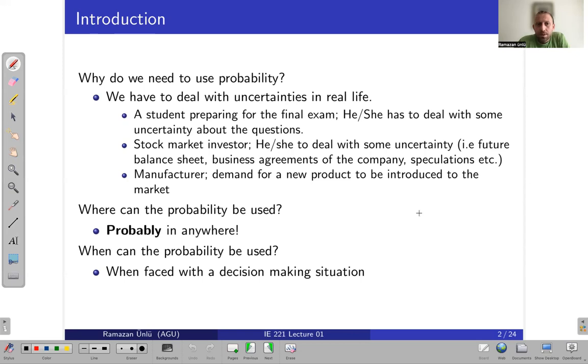Another example can be from the stock market investors. Let's say you are an investor and you make some investments. You have some money, but you have to deal with some uncertainties. These uncertainties can be the future balance sheet, business agreements of the company, speculations, etc. And if you can deal with these uncertain things, you can make a good investment, right?